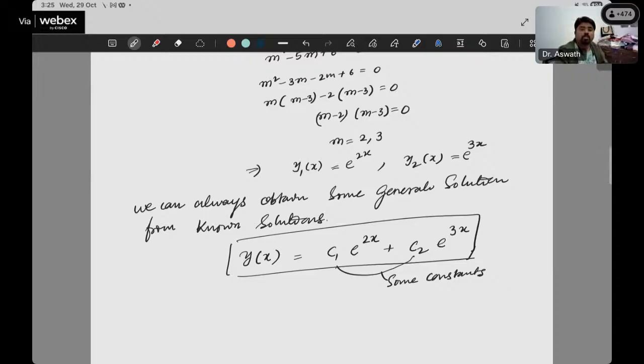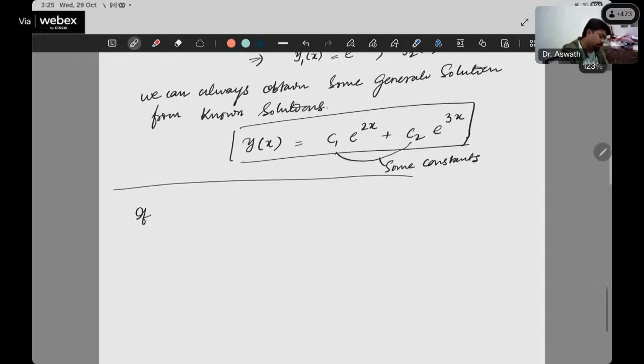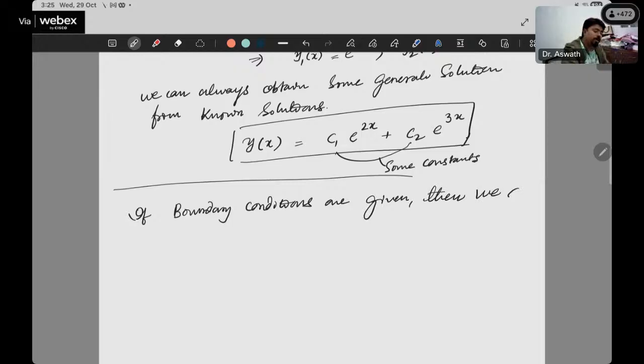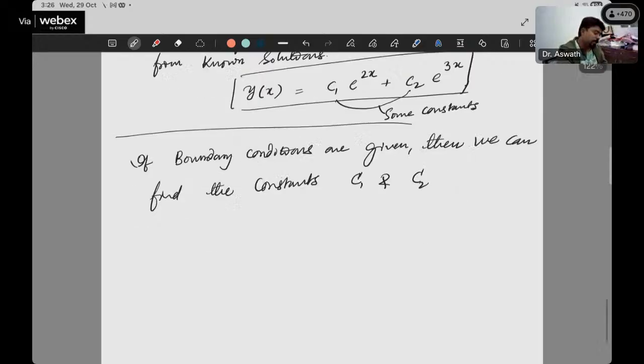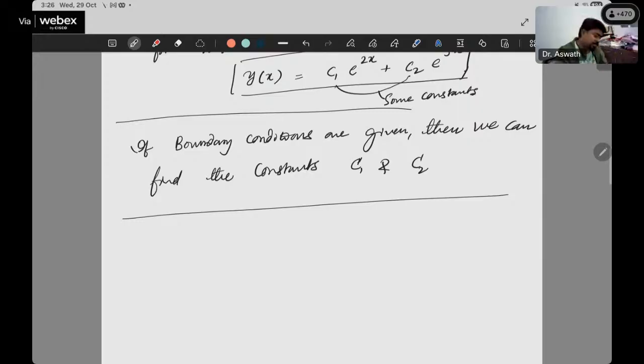Right? So if boundary values are given, boundary conditions are given, then we can easily find the constants we saw here, c1 and c2. You can easily find those constants. It's straightforward, that easy. So for your sake, let's take an example.